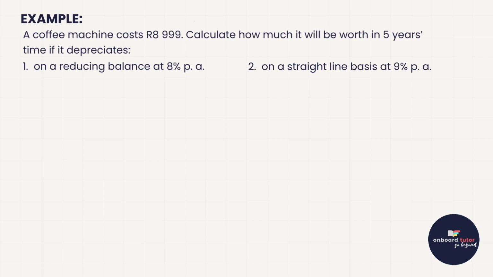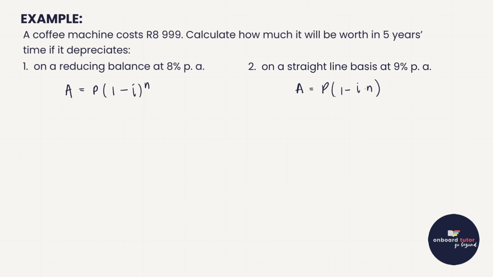Okay, reducing balance, that's the formula that looks like compound interest. So that's the formula I'm going to jot down here: A equals P(1 minus i) to the power of n, whereas the straight line is the one that looks like simple interest: (1 minus i times n). If you've got that, you can pretty much substitute in. Just remember that in a depreciation question, your A value needs to be smaller than the present value. At the end of the day, your item is losing value.